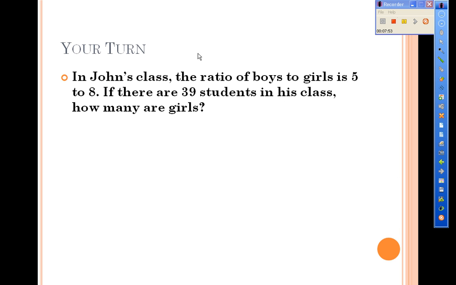Okay, now it's your turn. I want you to try this example, and then we are going to check your answer tomorrow in class. I'll read it to you. It says, in John's class, the ratio of boys to girls is 5 to 8. If there are 39 students total in his class, how many are girls? Just a hint, remember that you are comparing the number of girls to the total number of students in the class. So your ratios need to reflect that, girls compared to the total.